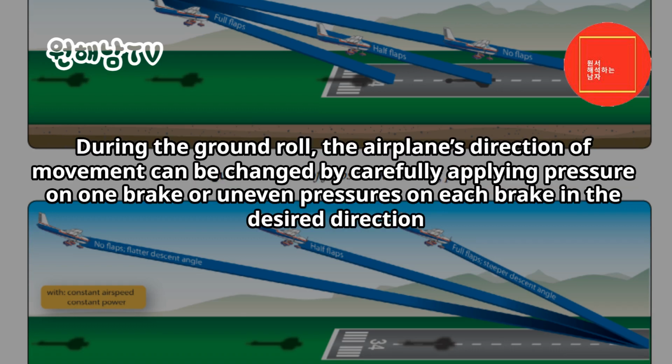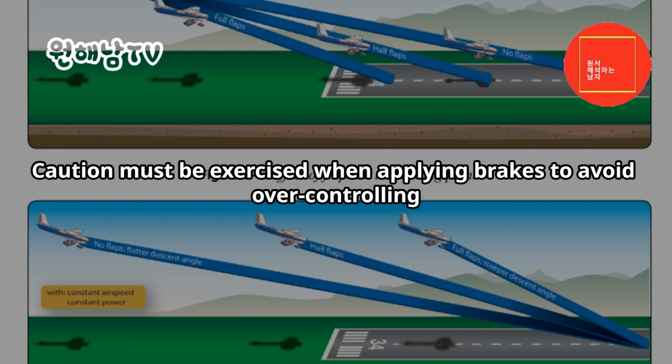During the ground roll, the airplane's direction of movement can be changed by carefully applying pressure on one brake, or uneven pressures on each brake in the desired direction. Caution must be exercised when applying brakes to avoid over-controlling.